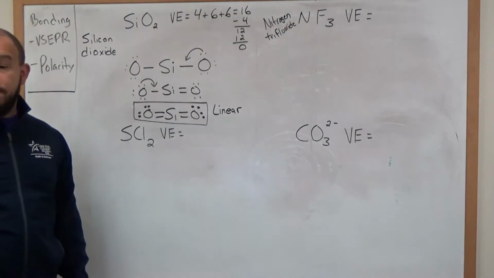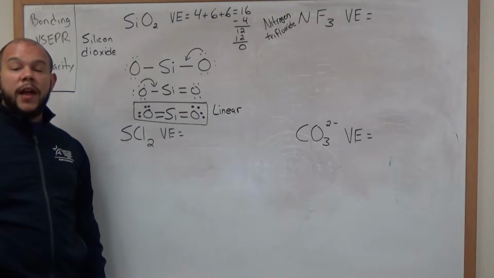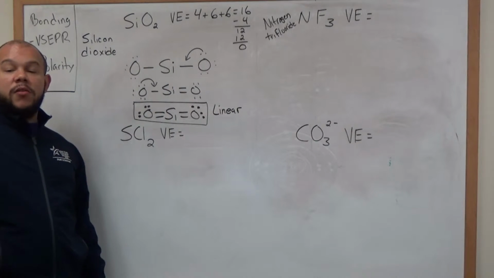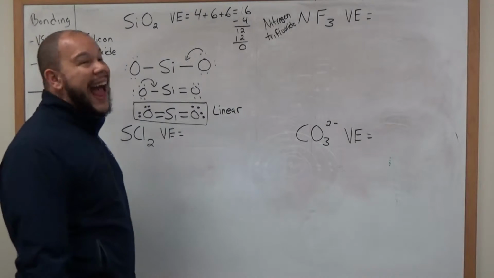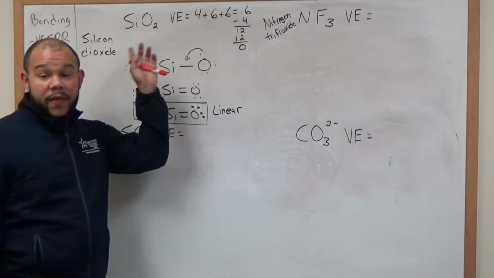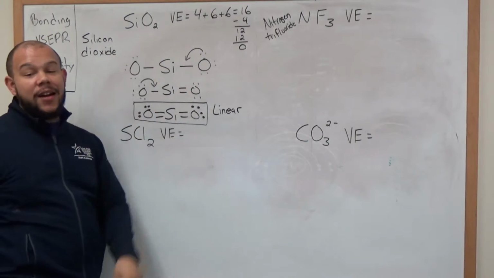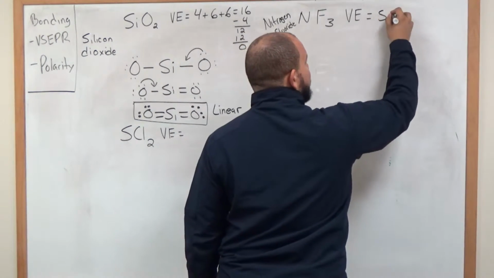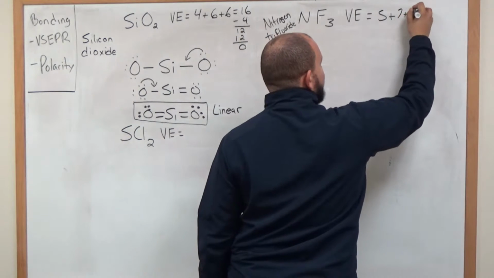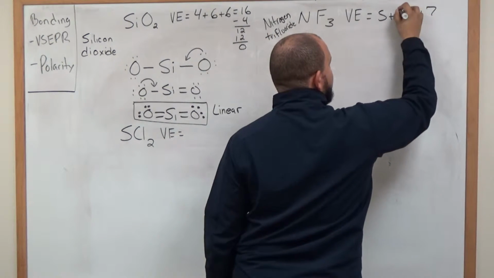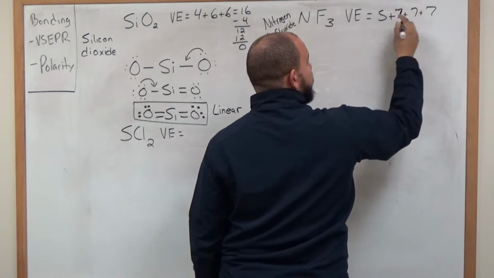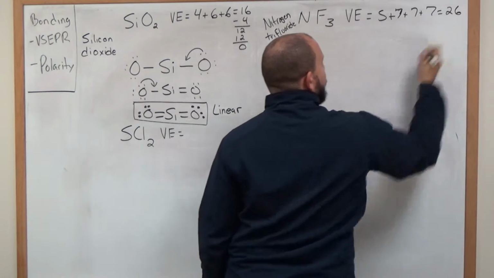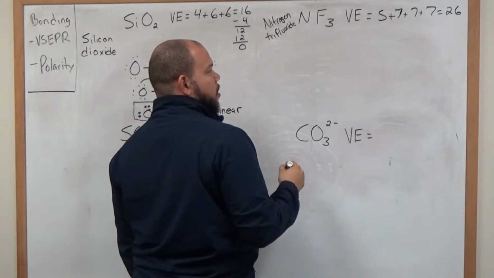Again, covalent, we go with element to the left, name, then prefix, fluoride. IDE. Suffix on that word for the second element, IDE, always. Nitrogen brings 5 valence electrons, fluorine brings 7. 7, 14, 21, and 5 is 26. We got 26 electrons that we got to deal with.